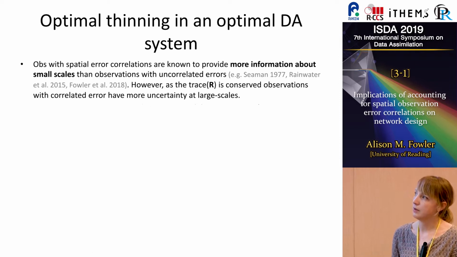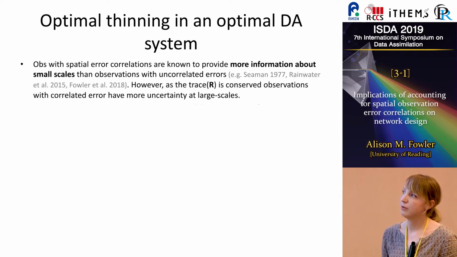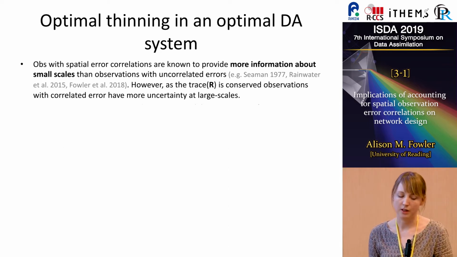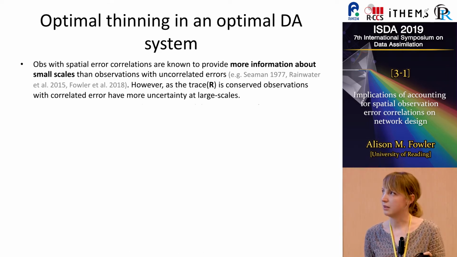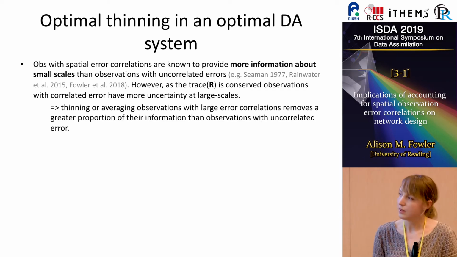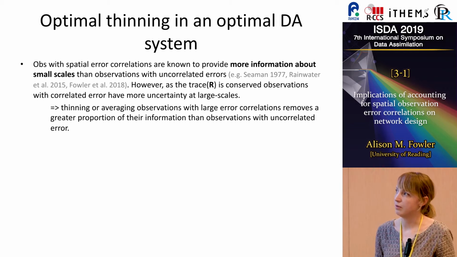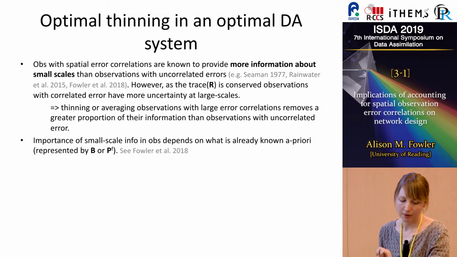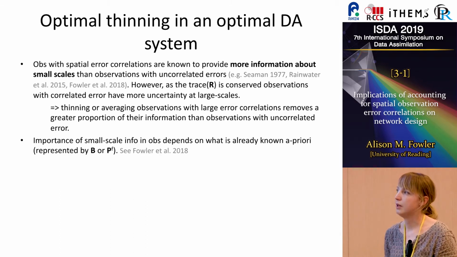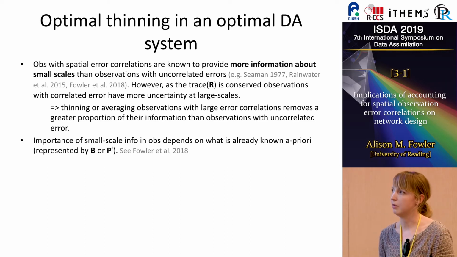It's known that observations with spatial error correlation length scales have more information about small scales than observations with uncorrelated errors. But because the trace of the error covariance matrix is conserved, while we're more certain at the small scales, we become less certain at the larger scales. This implies that thinning or averaging observations with large error correlation length scales is going to remove a greater proportion of that information than observations with uncorrelated error. But obviously, the importance of the small-scale information in the observations is going to depend on what's already known a priori, represented by the B matrix.